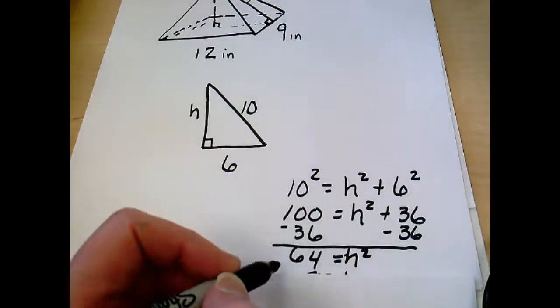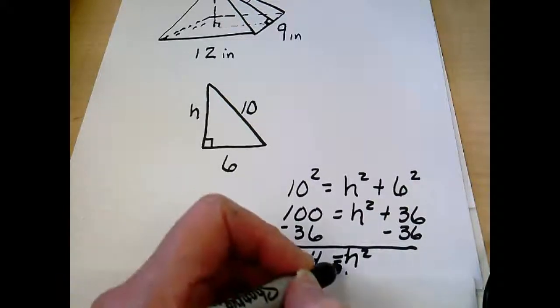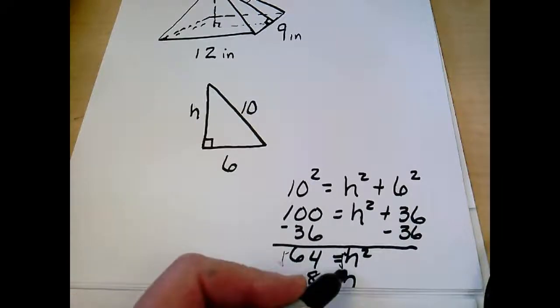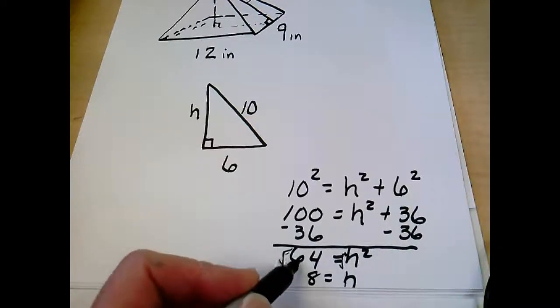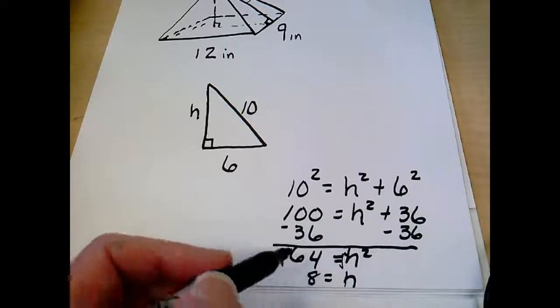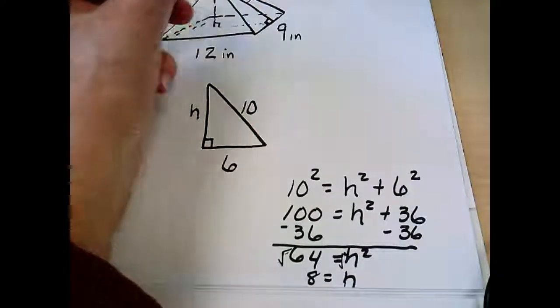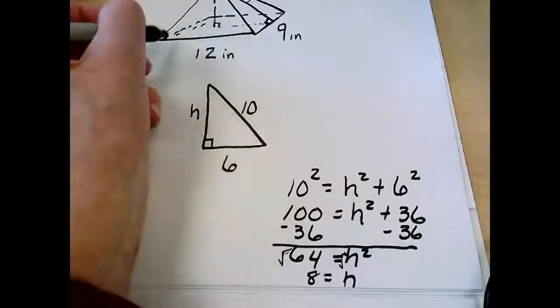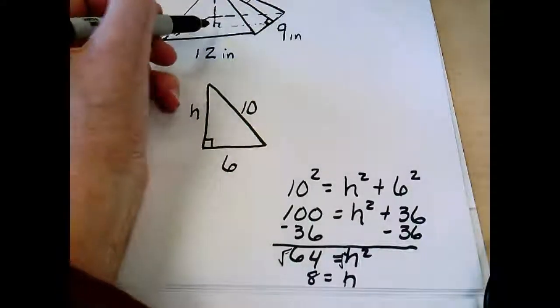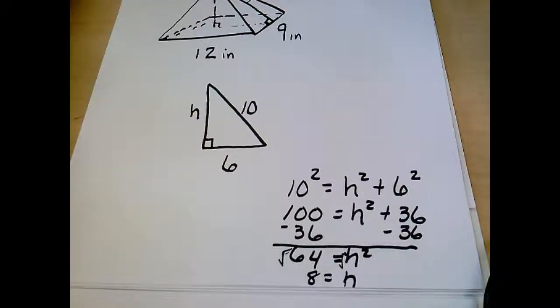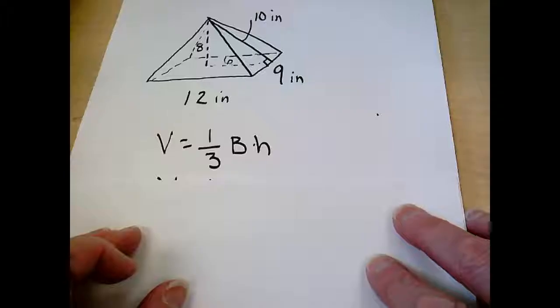Then I take the square root of both sides to get h by itself, and the square root of 64 is 8. So now I have the height. I have this length across because it's always half the whole length across, and I have all the information I need to solve my volume.